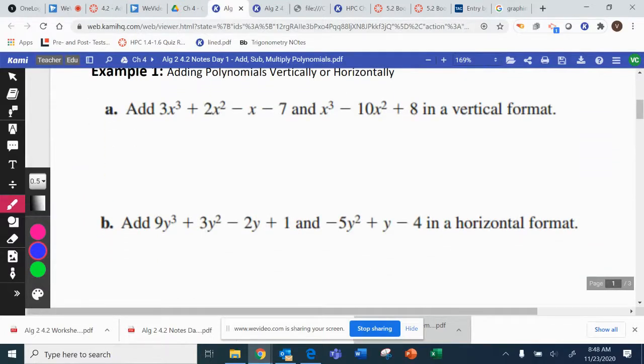So I'm going to show you how to add polynomials vertically or how to add them horizontally. There's two different formats. When you do it yourself, you can do whatever format you want. So to add it in a vertical format, we're going to take 3x cubed plus 2x squared minus x minus 7. And underneath it, we're going to add x cubed. So I'm going to line up the x cubed with the 3x cubed because they are like terms.